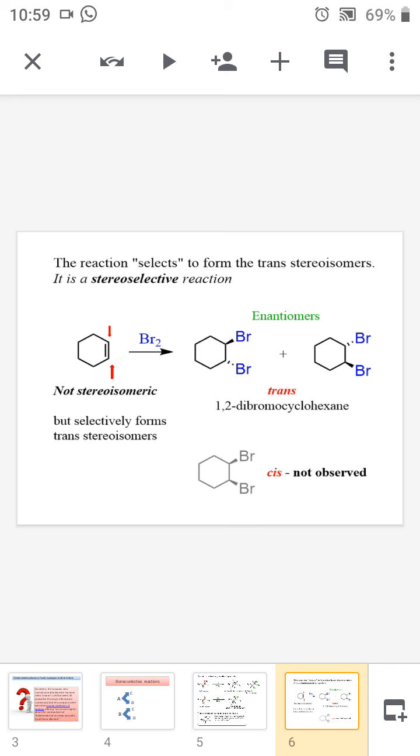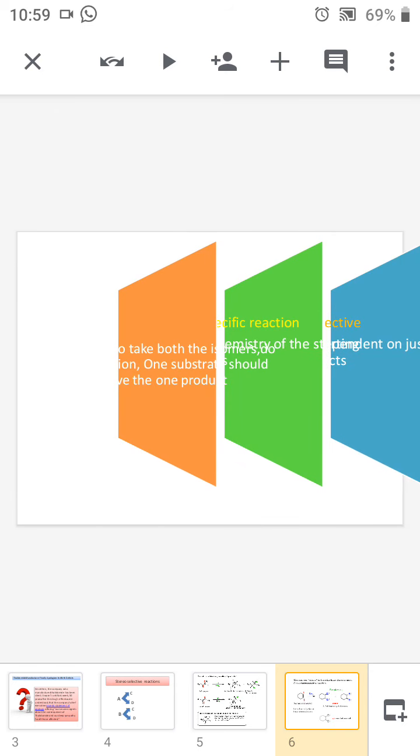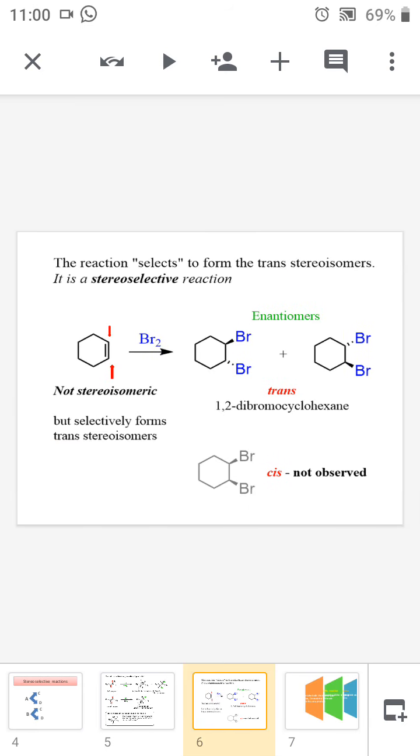So this chemical reaction is stereoselective, but it is not a stereospecific reaction, because for a stereospecific reaction we have to take two stereoisomers and do the same experiment on both and get the products. Since only one stereoisomer is present in the case of cyclohexene, this reaction is not stereospecific. But since the reaction gives two products, it is a stereoselective reaction. I hope that you understood the concept. Thank you.